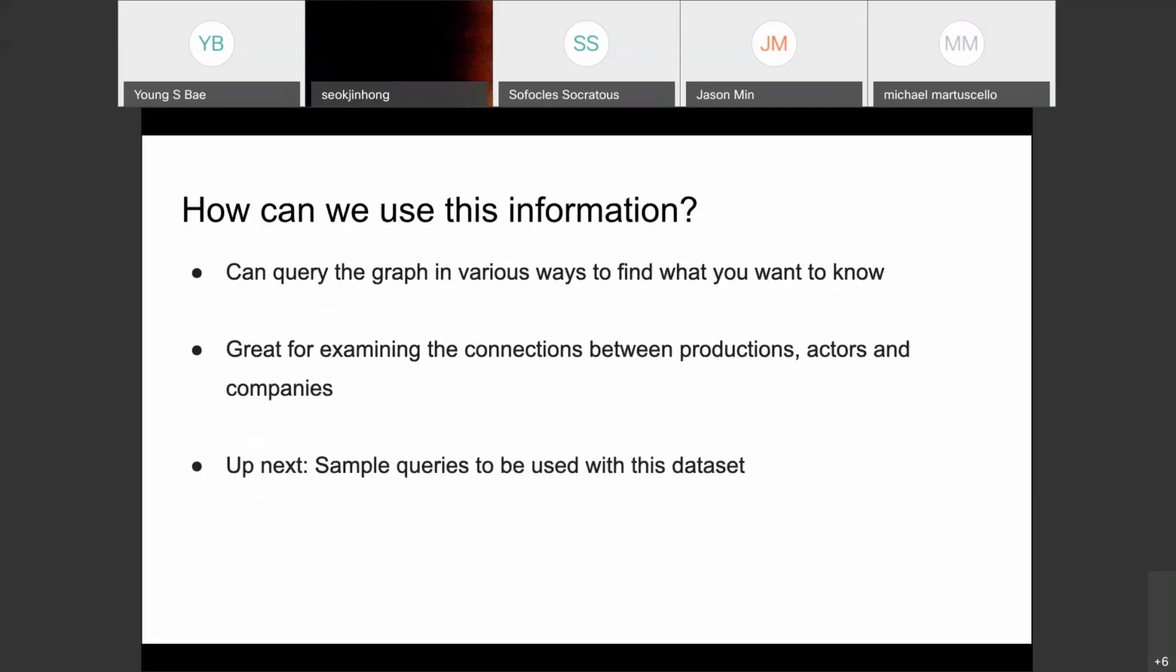So now that we've talked about how to do the import itself, how can we really use this information? We can query the graph in various ways to find out what you want to know about actors and actresses and productions. It's great for examining connections between productions, actors, and companies, and basically anything that you might want to know about movies. And next, I will show some sample queries that could be used with this data set.